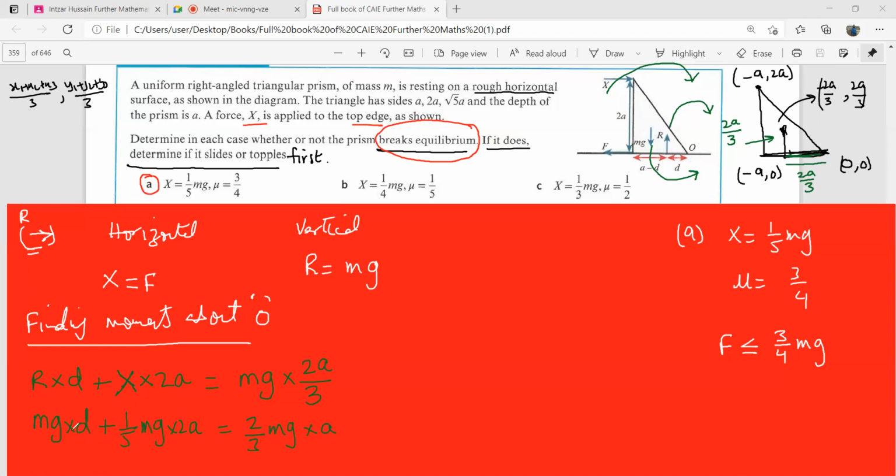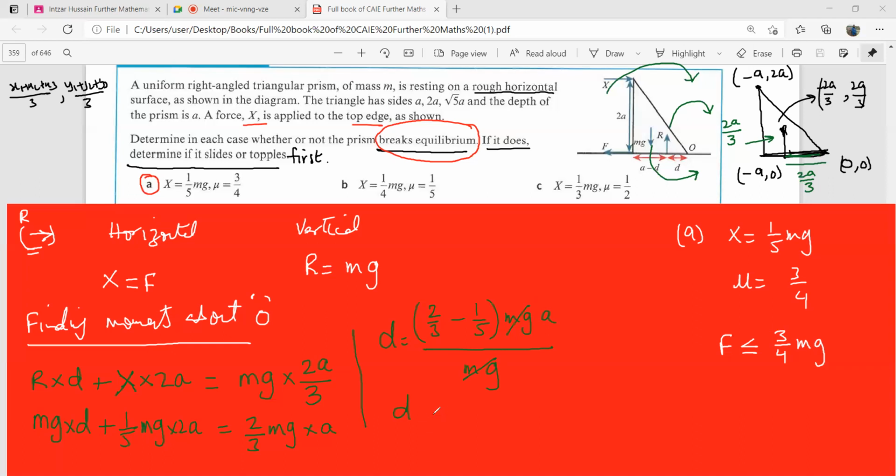We have to basically determine the value of d. If this d happens to be 0, this would mean it is going to topple when your x is 1 over 5 mg. So guys, what do you get your d as here? Can you find me that? This is going to be 2 over 3 minus 1 over 5. Please do that. 2 over 3 minus 1 over 5, mga divided by this mg. Okay, mg cancel by this mg.